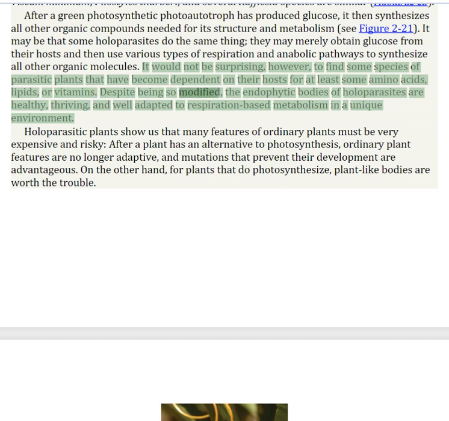Despite being so modified, the endophytic bodies of holoparasites are healthy, thriving, and well adapted to respiration-based metabolism in a unique environment.